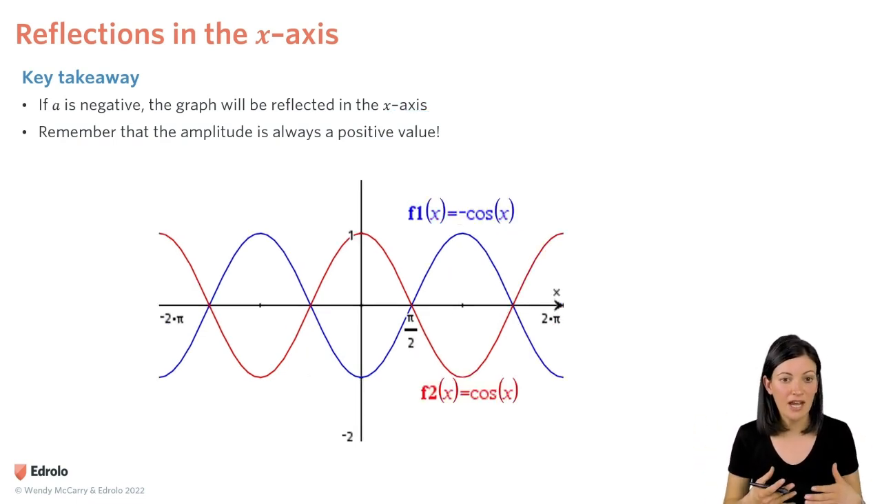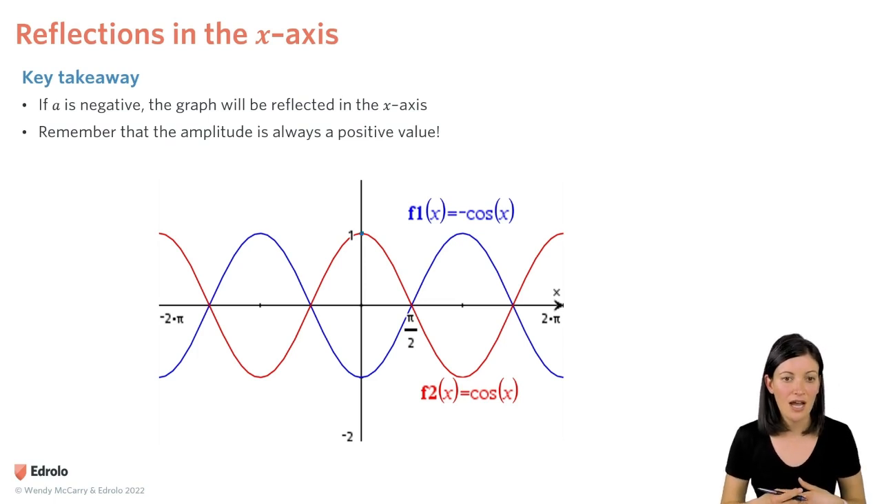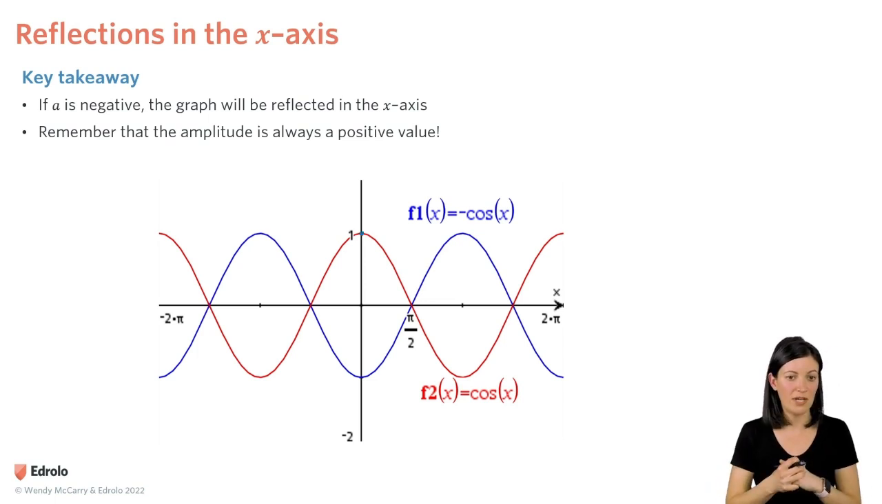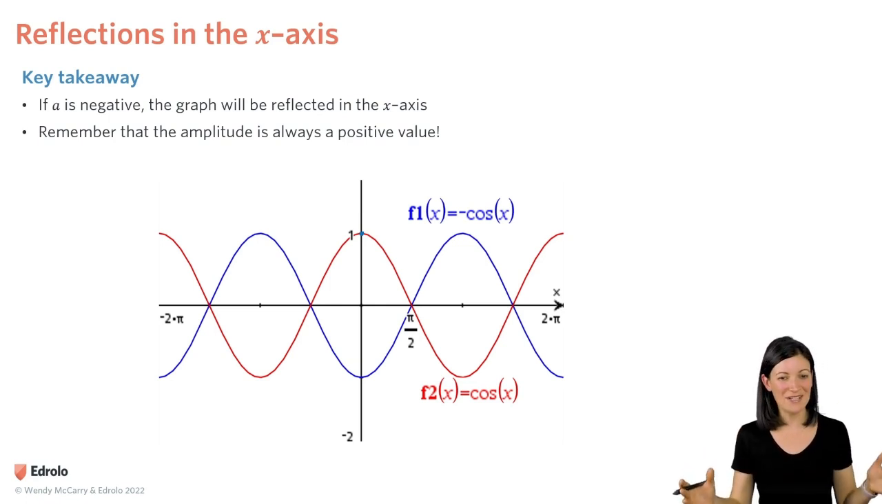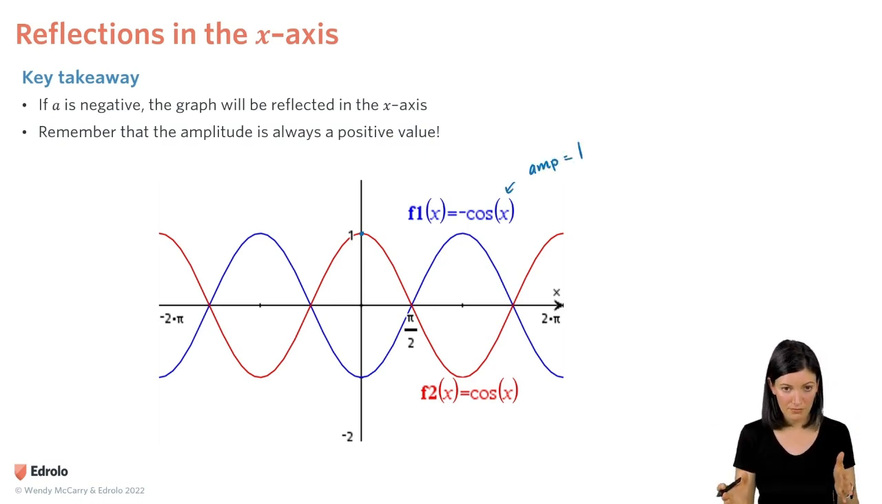Okay, similarly, we have here cos of x. So remember, cos of x starts up here, or that's the first point on the y-axis at 0, 1. And then negative cos x is just a reflection, again, in the x-axis. I'll emphasize it again, just so we don't make any silly mistakes. The amplitude is always going to be a positive value. So the amplitude of this blue graph here is still 1.